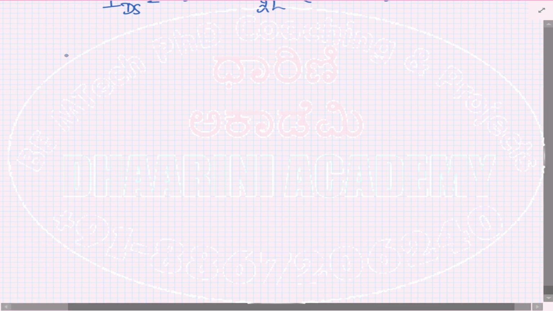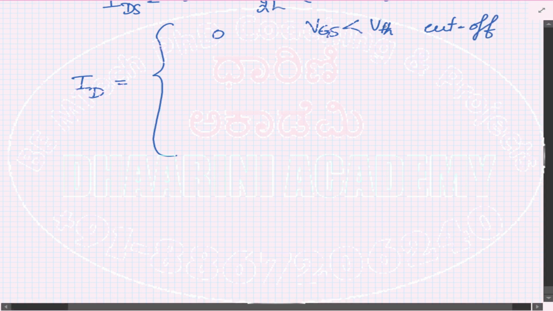Okay, so therefore, let's write the common current equation. ID is equal to, now we know that the whole circuit can be operated in three different modes, correct? So in all the three modes, we'll write what are the equations of current. First mode is there is no current because VGS is less than V threshold, and we are going to call it the cutoff region. No current because VGS is less than VTH.